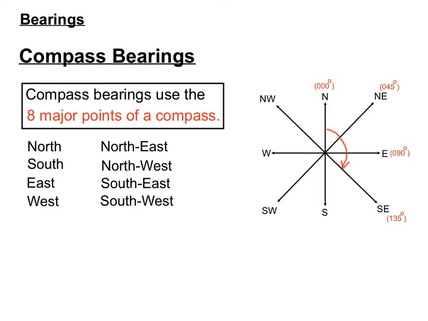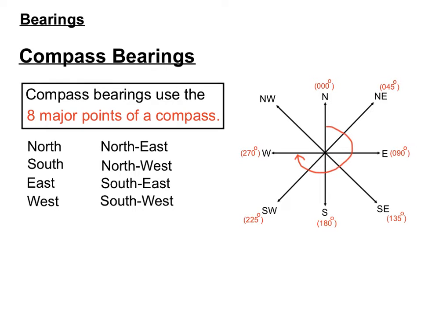The true bearing of southeast would be 90 degrees plus another 45, so it would have a true bearing of 135 degrees. And can you guess what the true bearing of south would be? How far around from north would you go to get a straight angle there? You'd get 180 degrees. So south would be said to have a true bearing of 180 degrees. Southwest, we'll add another 45 degrees there and get a true bearing of 225 degrees.